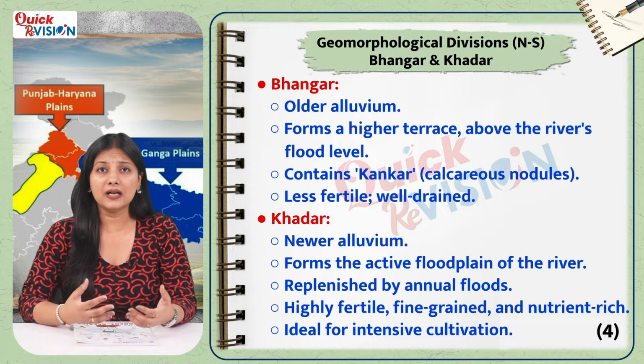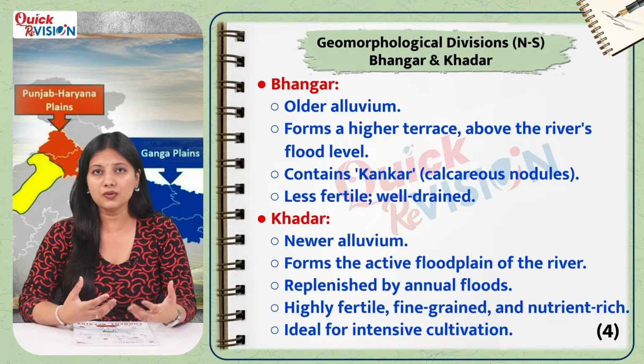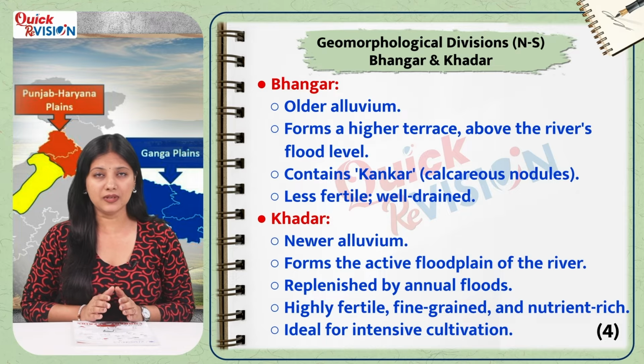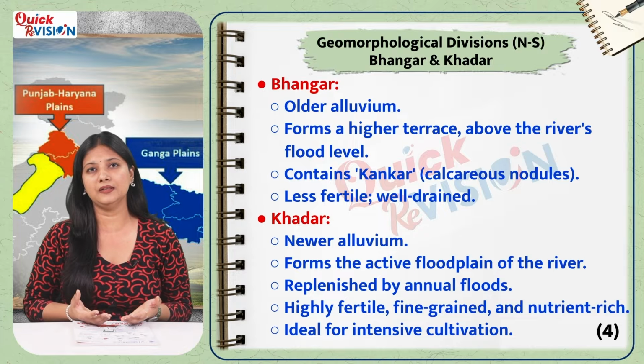In contrast, Khadar is the newer alluvium. It forms the active floodplain right next to the river. The soil is replenished by fresh silt deposits every year, making it the most fertile land in the plains.